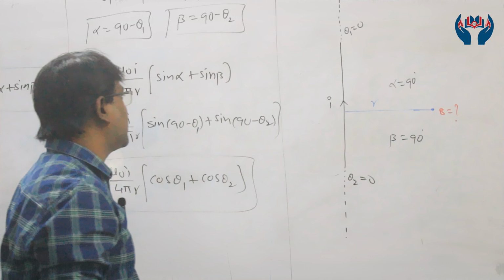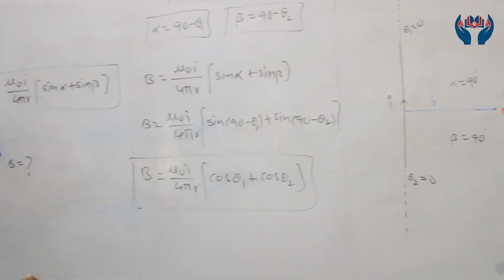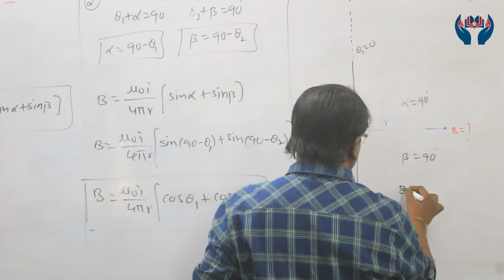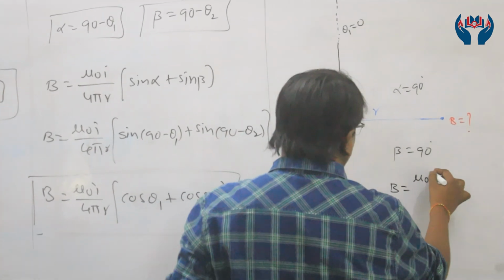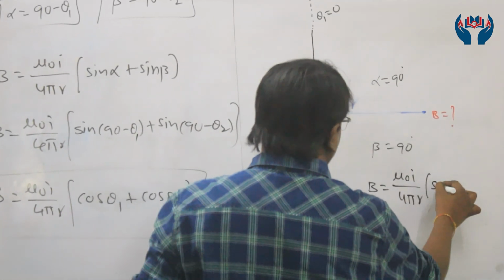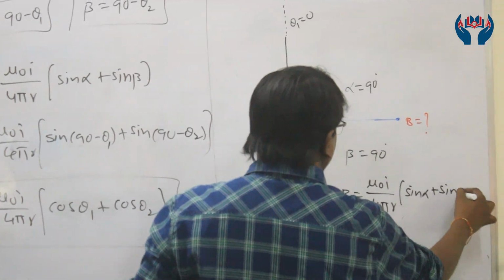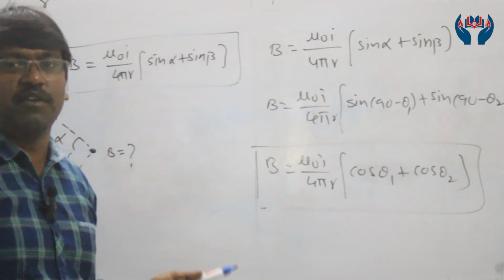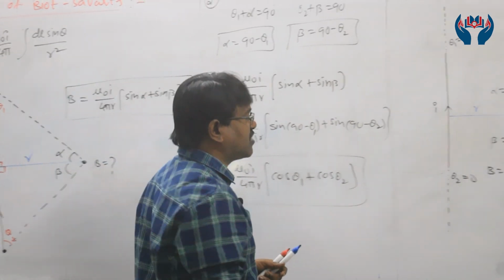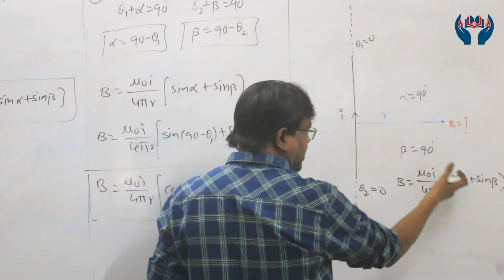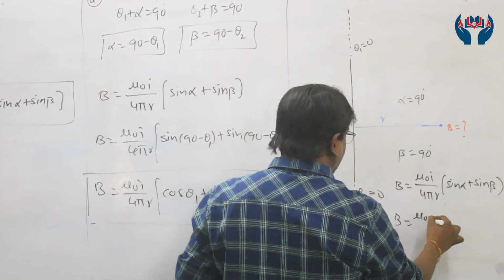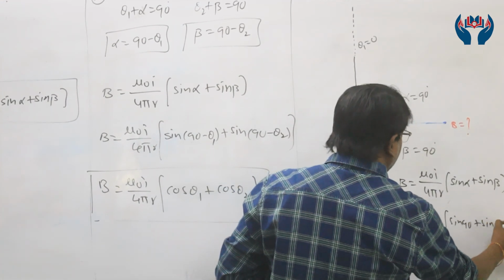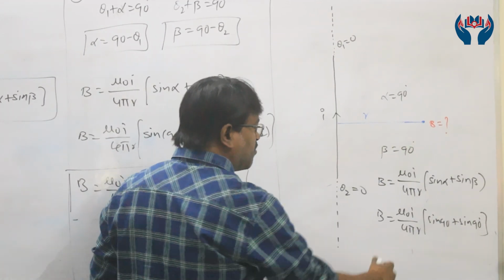Now substitute the alpha and beta values in this equation, and we will get the magnetic field at a distance from the current carrying conductor. So what is the magnetic field formula? Mu naught I by 4 pi r into sin alpha plus sin beta. We can use either of these two formulas, in terms of theta 1 and theta 2, or alpha and beta. Anyway, alpha and beta values are 90. Now substitute in this equation: B equals mu naught I by 4 pi r into sin 90 plus sin 90. The sin 90 value is 1, so 1 plus 1 is 2.